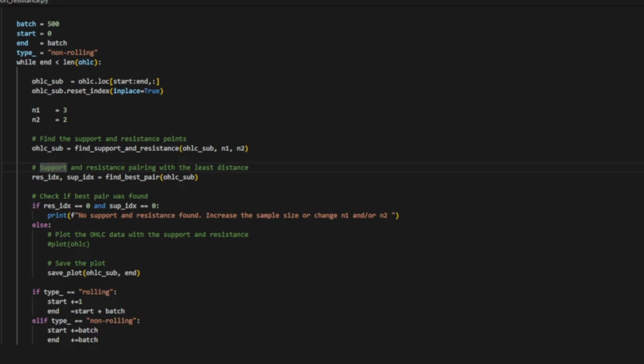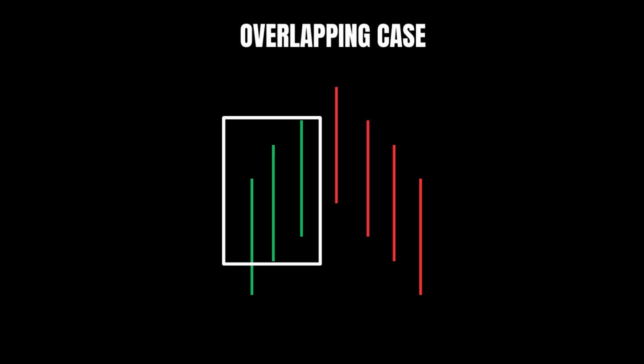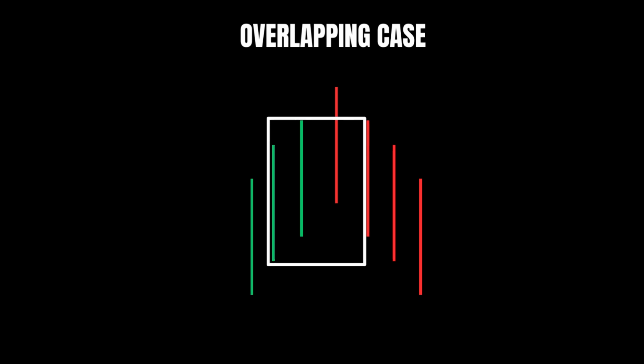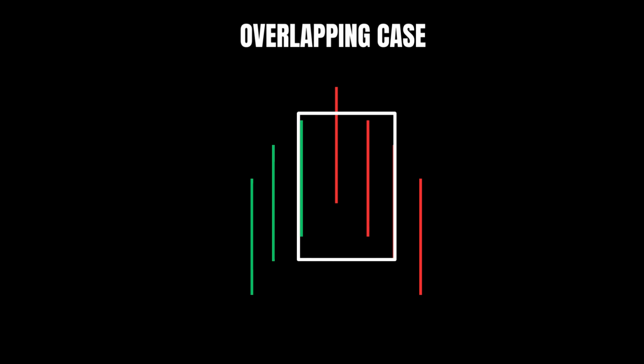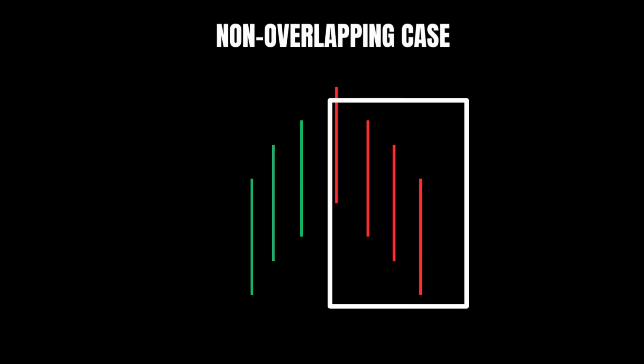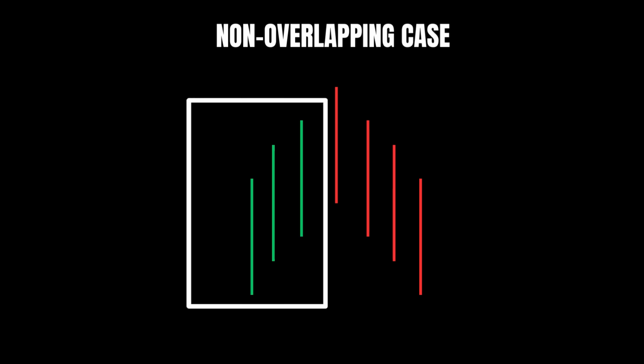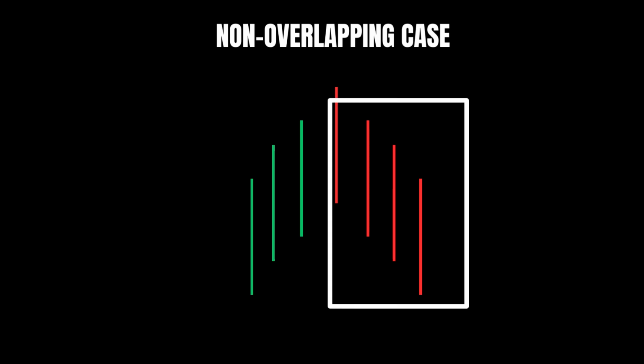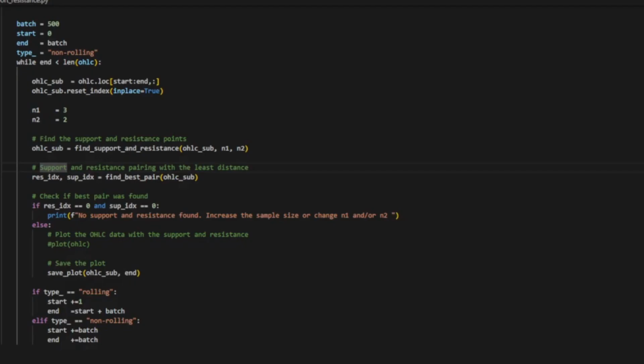We also need to decide if we will look for support and resistance levels using overlapping or non-overlapping samples. In the overlapping case, we would slide the window by a certain period and then estimate the new levels. On the other hand, in the non-overlapping case, we estimate the support and resistance levels in adjacent samples, like this. The code we present can take care of both cases.